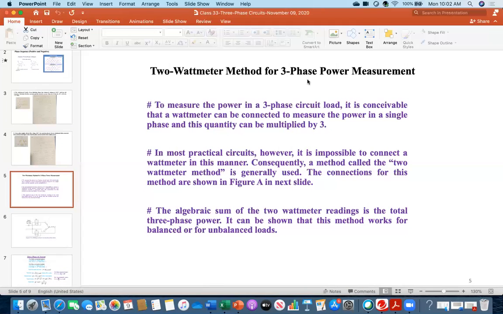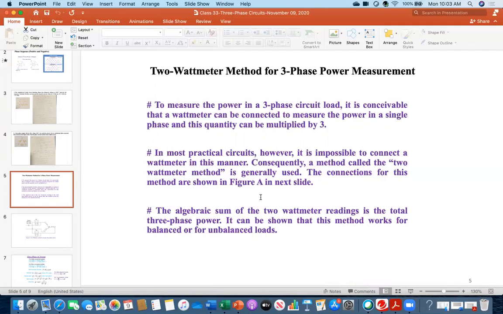Now, I am measuring three-phase power. So then the expectation is that you will have 3 separate meters: a wattmeter for A phase, another wattmeter for B phase, another wattmeter for C phase. So the guess is that you might need 3 wattmeters to measure three-phase power. But instead of 3 wattmeters, 2 wattmeters are enough. That is pretty interesting. Two wattmeters can measure the three-phase power.